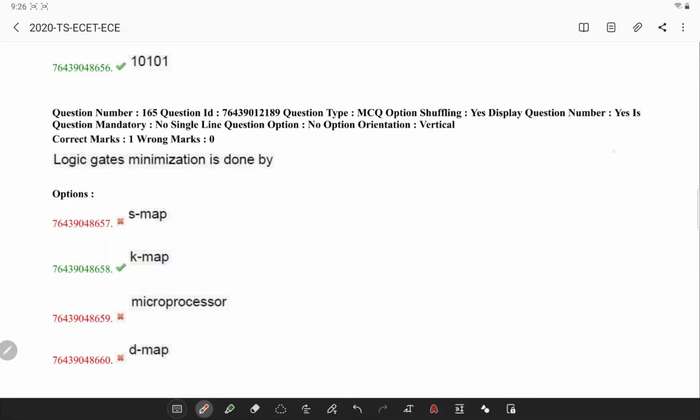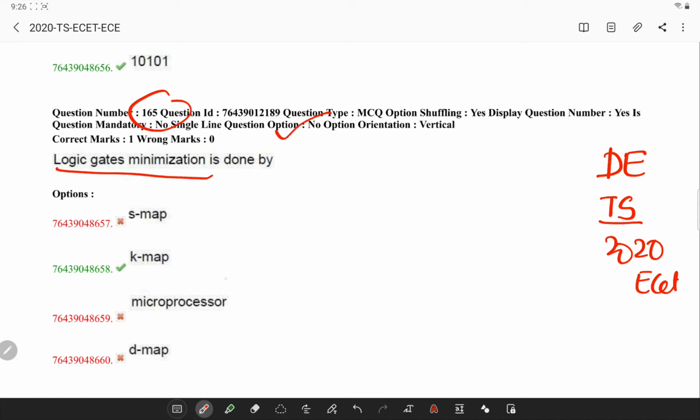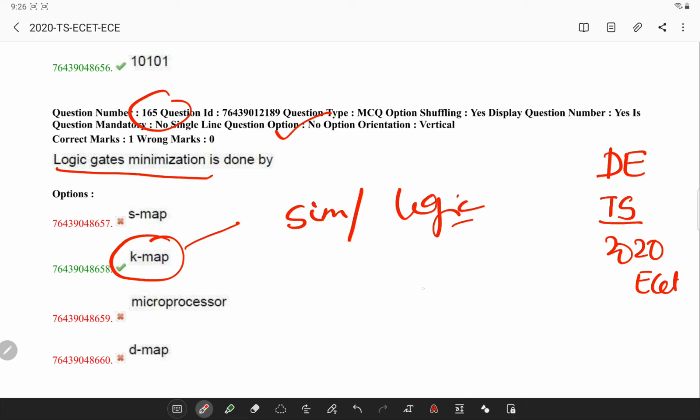Friends, today let's solve questions related to digital electronics in the Telangana 2020 ESET question paper. So the first question, logic gates minimization is done by a very simple method, K-map. What is K-map? K-map is Karnaugh map, which is used to simplify a logic expression so that it can be implemented by using minimum number of logic gates.